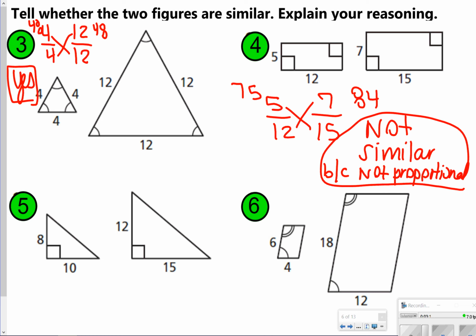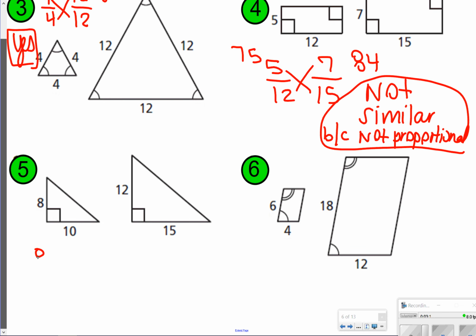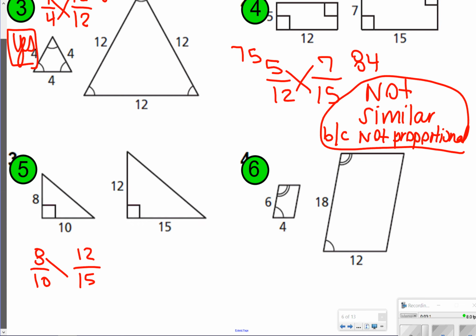Okay, number 5 you can solve the same way. 8 over 10 and 12 over 15. I know 8 times 15 is 120, and so is 10 times 12. So yes, these would be similar.